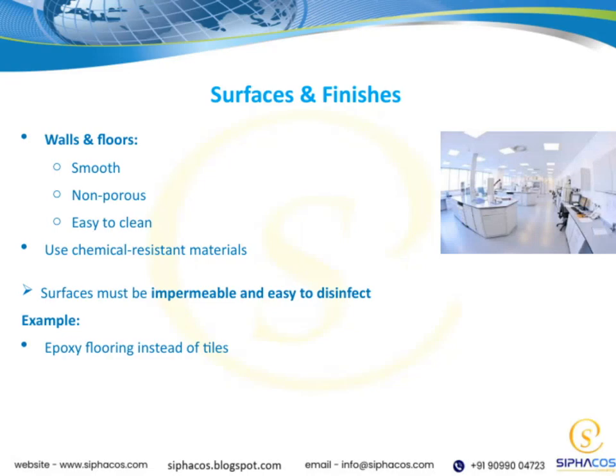Let's talk about surfaces and finishes, which are crucial for maintaining a safe and hygienic environment. When it comes to walls and floors, we want them to be smooth and non-porous. This smoothness helps prevent dirt and bacteria from settling in, making cleaning much easier. Non-porous surfaces are essential because they don't absorb liquids, which is key for infection control. It's also important that these surfaces are easy to clean, so regular disinfecting doesn't become a chore. To achieve this, we should use chemical-resistant materials that can withstand cleaning agents without degrading. Remember, surfaces must be impermeable and easy to disinfect. This is a cornerstone of good hygiene.